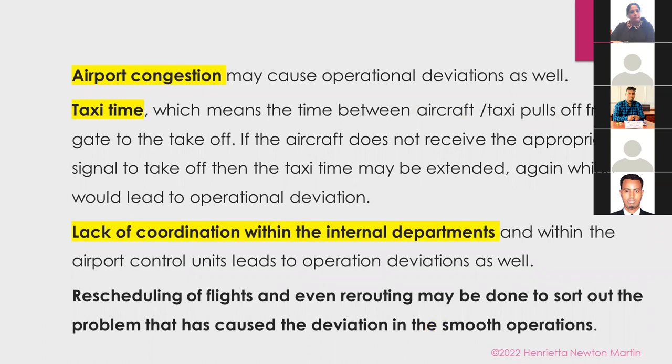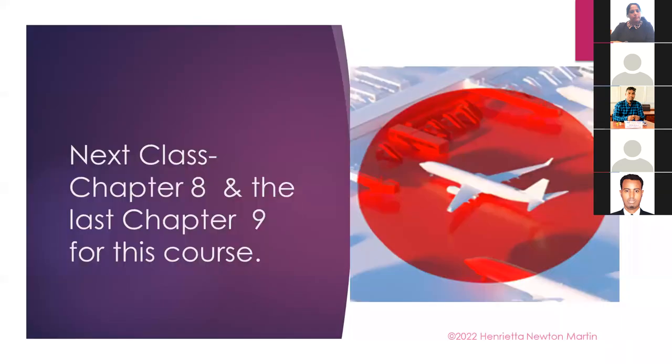Again, taxi time delays may be there, but certainly coordination within the internal departments is in the hands of the airline's personnel. How effectively you coordinate with the department is something that you can really take care of if you're working for the airline industry, that there should be proper coordination within the internal departments. So again, when there is operational deviation, the solution is, of course, rescheduling of flights and sometimes even rerouting. So this is it with airline deviations.